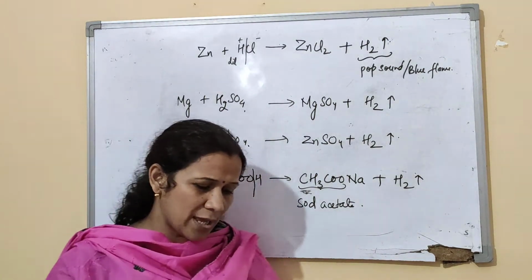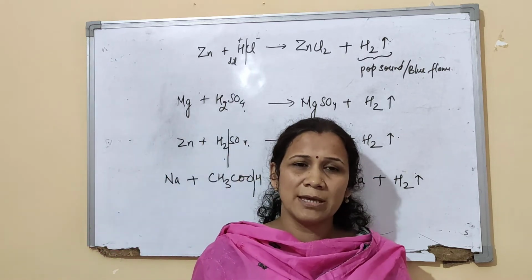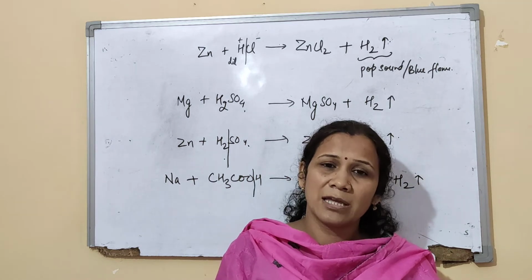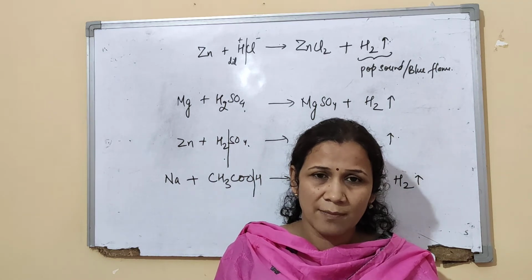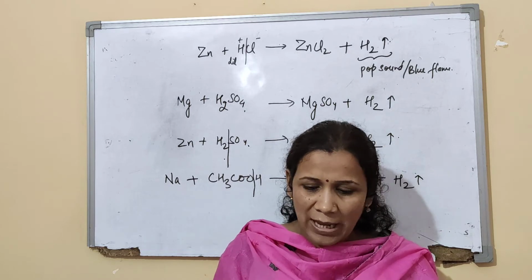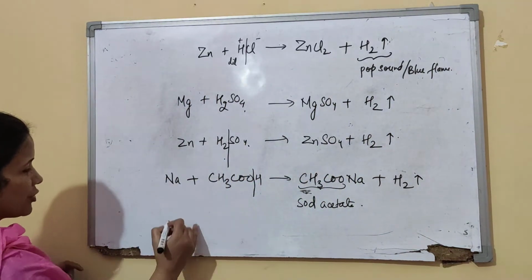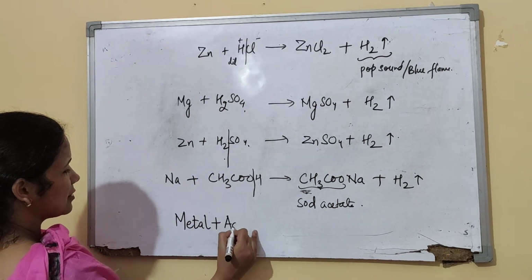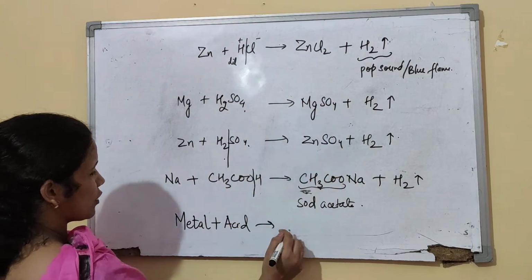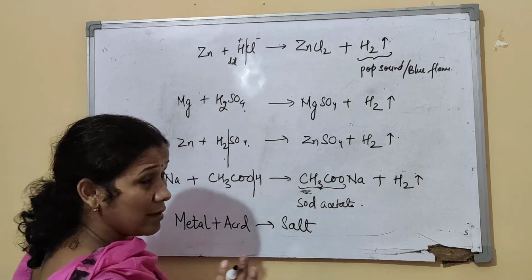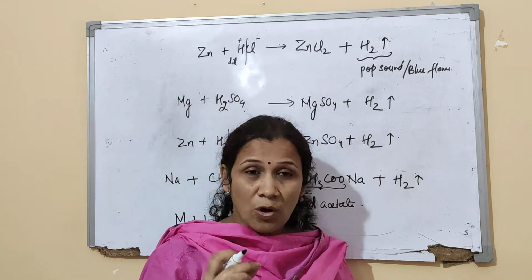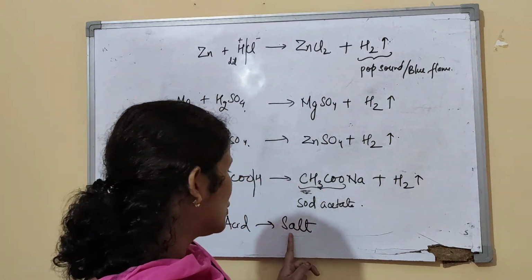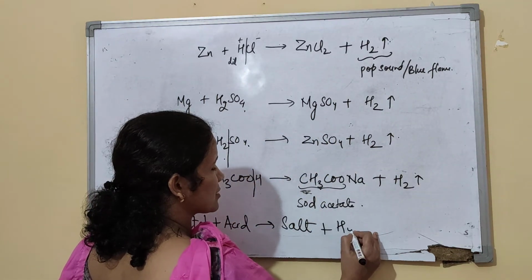In all three cases, what we find common is that when metals react with acids, they give salt and hydrogen gas. So we can generalize the reaction: any metal when it reacts with an acid will give salt plus hydrogen gas. Salt means not only the common salt we eat. Salt refers to anything which has positive and negative radicals that are equal.